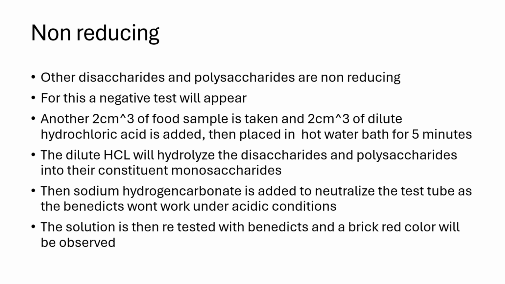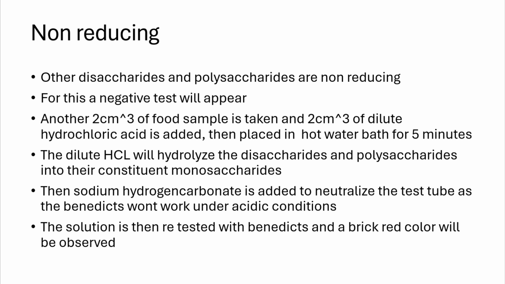So you're going to have to add another 2 centimeter cubed of food sample and 2 centimeter cubed of dilute hydrochloric acid, and then you place them in a hot water bath for 5 minutes. This is going to hydrolyze. The dilute HCl will hydrolyze the disaccharides and polysaccharides into their constituent monosaccharides. So let's say we've got lactose. The HCl is going to break up lactose into glucose and galactose, and then those are now reducing sugars. So those will do the same test.